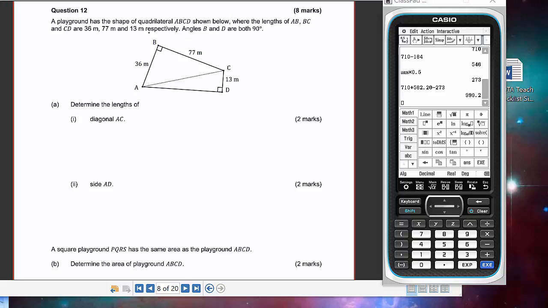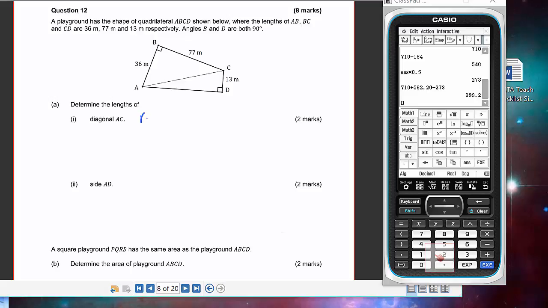Playground has the shape of a quadrilateral ABCD shown below, where the lengths of AB, BC and CD are 36 meters, 77 meters and 13 meters respectively. Angles B and D are both 90 degrees, so we can see this as two right-angled triangles. We want the length of AC, so we're going to use Pythagoras' theorem.